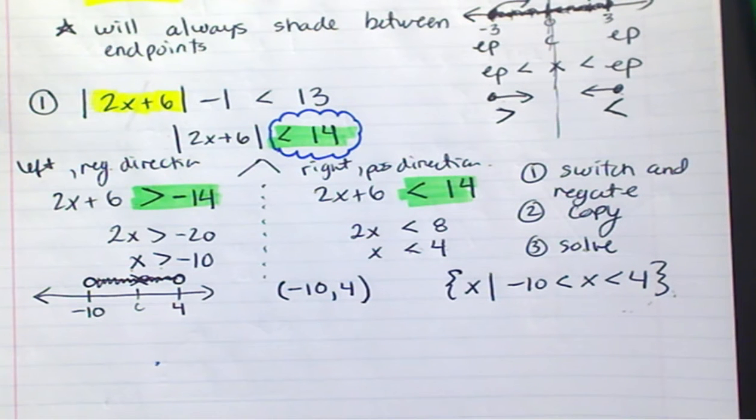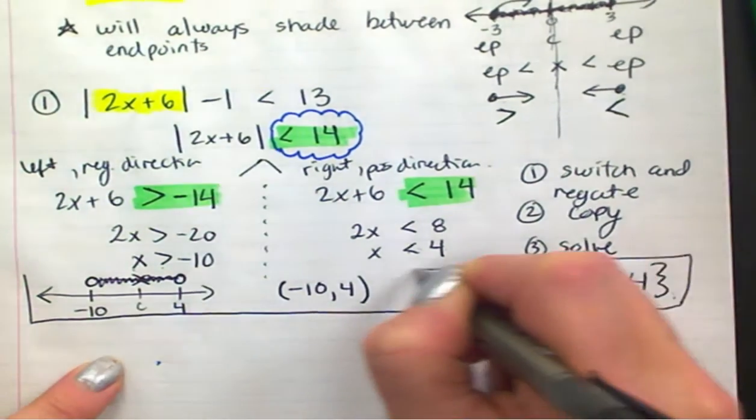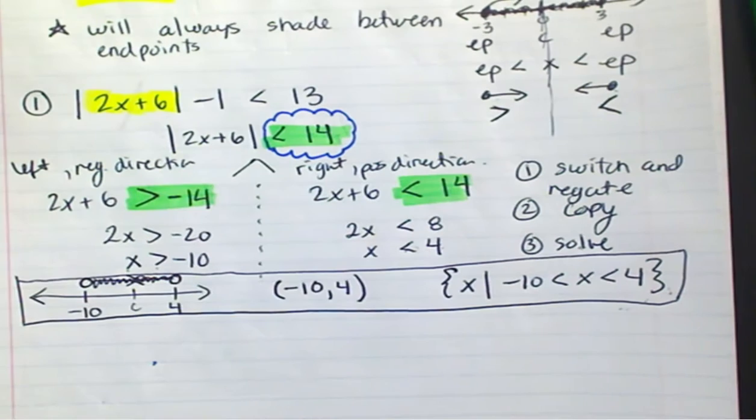Okay. Switch and negate, copy, solve. Put it all together. This is the answer in whichever format I ask you for.